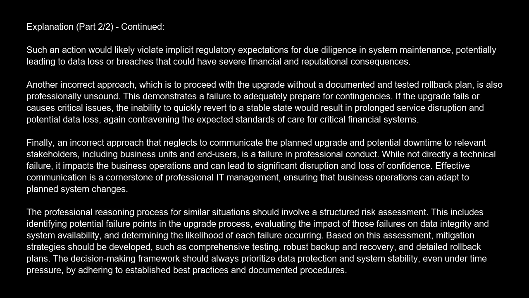The professional reasoning process for similar situations should involve a structured risk assessment. This includes identifying potential failure points in the upgrade process, evaluating the impact of those failures on data integrity and system availability, and determining the likelihood of each failure occurring. Based on this assessment, mitigation strategies should be developed, such as comprehensive testing, robust backup and recovery, and detailed rollback plans. The decision-making framework should always prioritize data protection and system stability, even under time pressure, by adhering to established best practices and documented procedures.